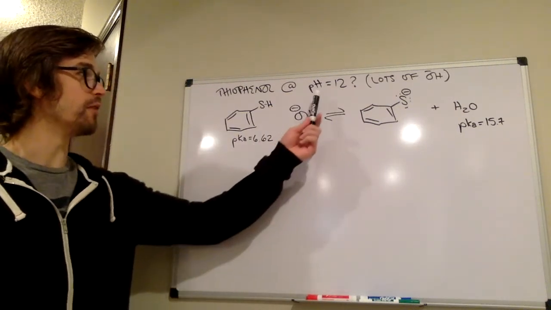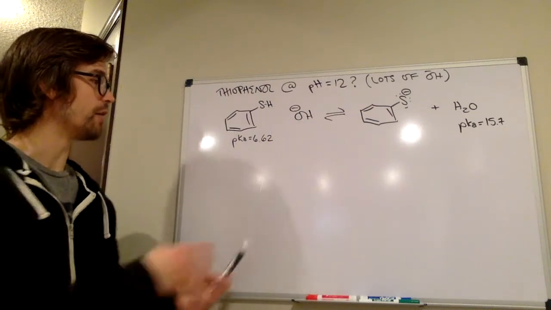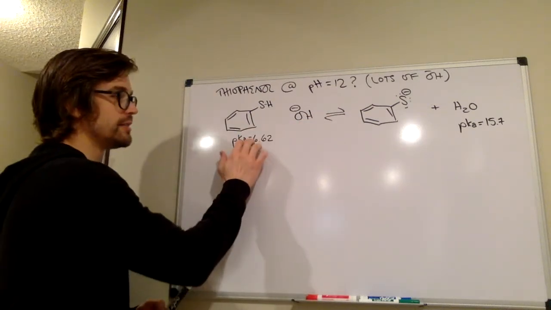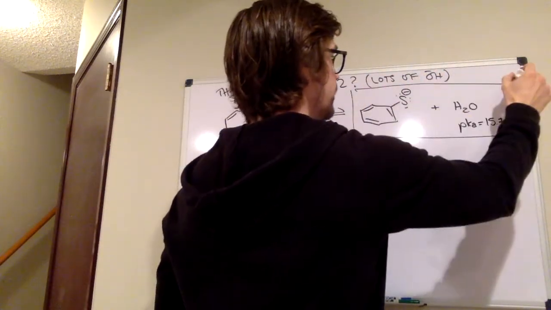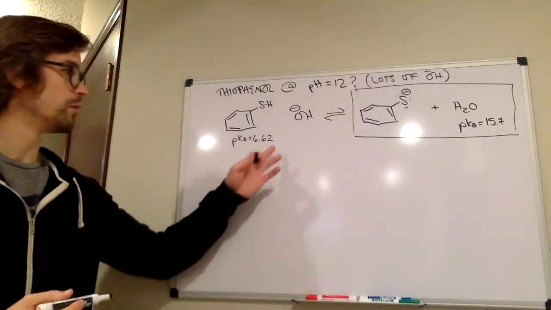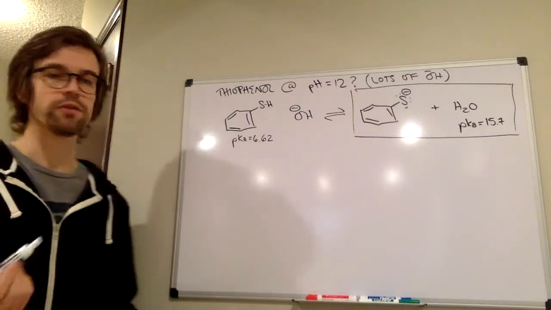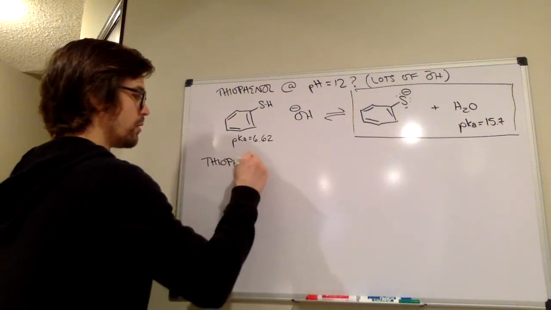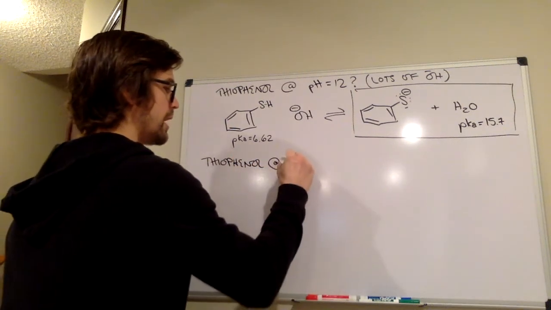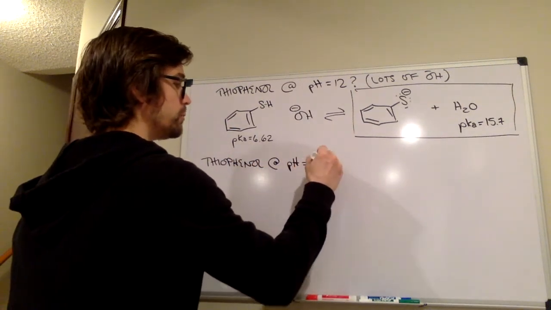So if we have a pH of 12, there's lots of this around to deprotonate that, and this is the stronger acid, so the equilibrium is going to be on this side. So if we treat this with a strong base, it's going to push it over there. What about thiophenol at a pH of 2?